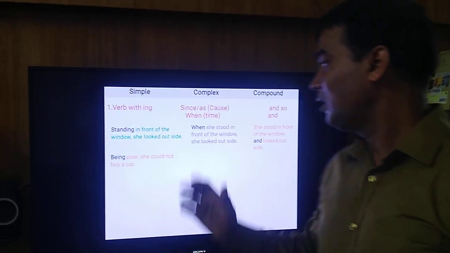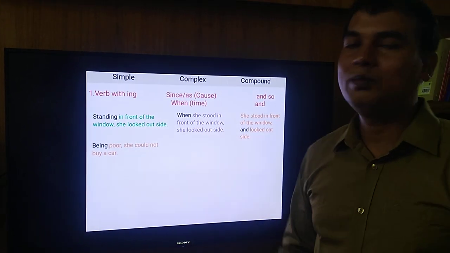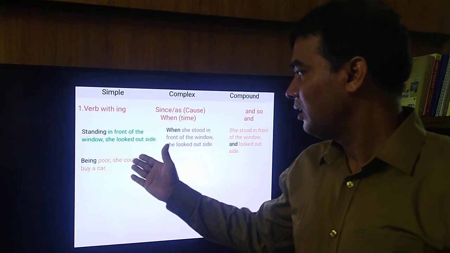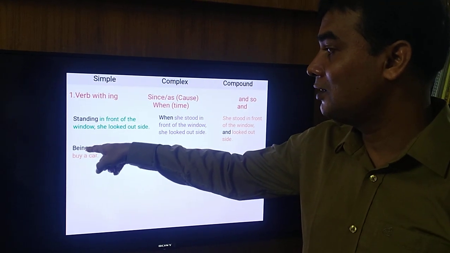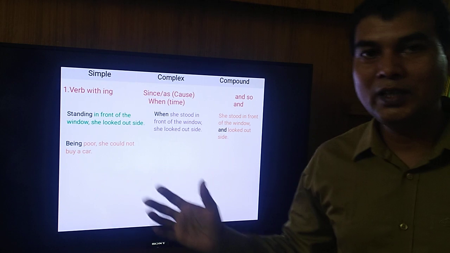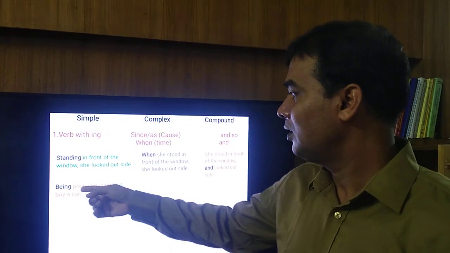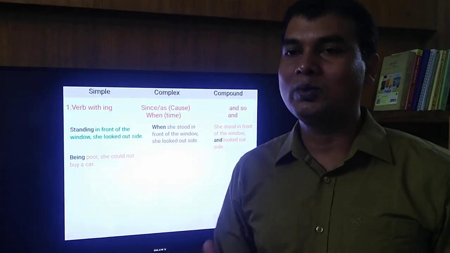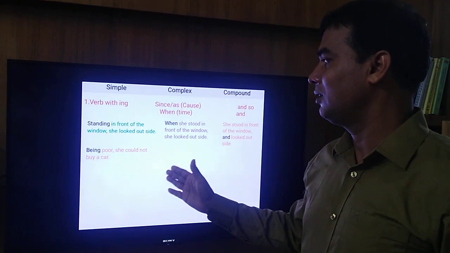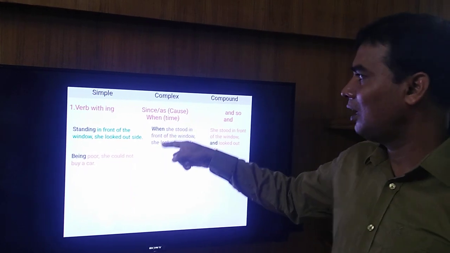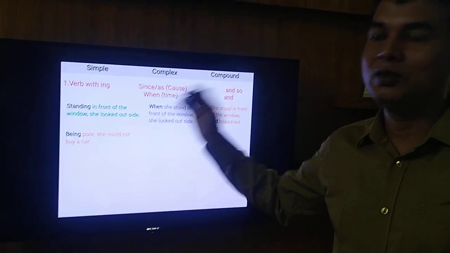Now I'll give you another sentence for practice. The sentence is, being poor, she couldn't buy a car. Okay, so you see this is a simple sentence because you find here ing with verb. Now try to get the meaning and think whether it indicates time or cause. Being poor, she couldn't buy a car. This is of course cause, because of her poverty she couldn't buy a car. So here we will use since or as subordinate conjunction.